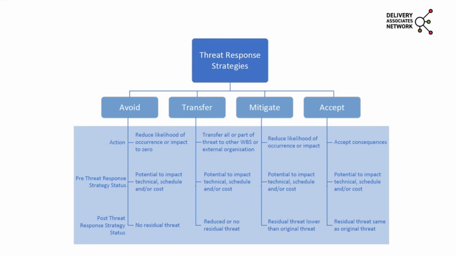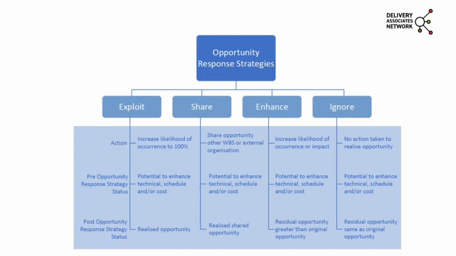So, when we have an opportunity, on the other hand, we can either exploit it, which is the most preferable, of course, share it, enhance it, or ignore it. So these are essentially the opposite strategies used for threats. When we exploit an opportunity, we increase its likelihood of occurring to 100%. So this way, we end up with a realized opportunity. So we have enhanced technical aspects, schedule aspects, or cost of the project.